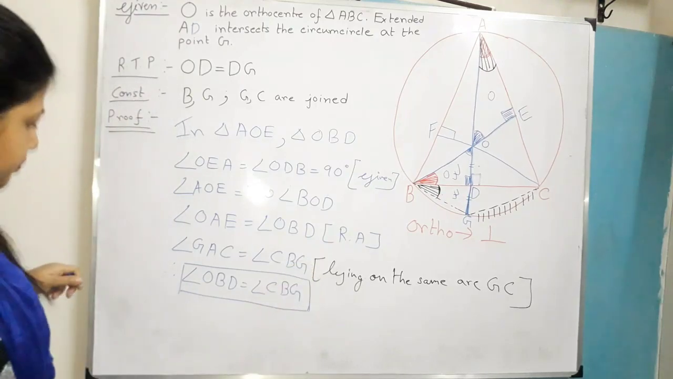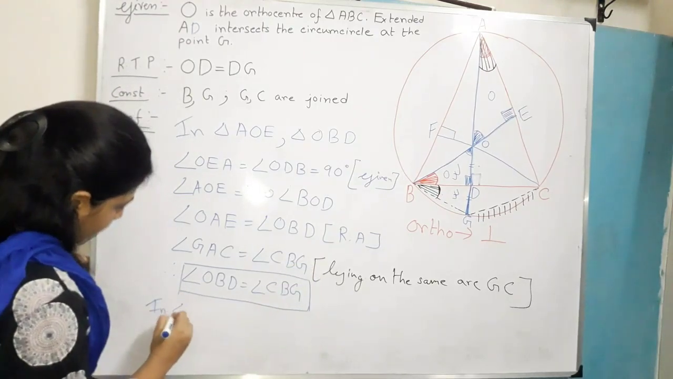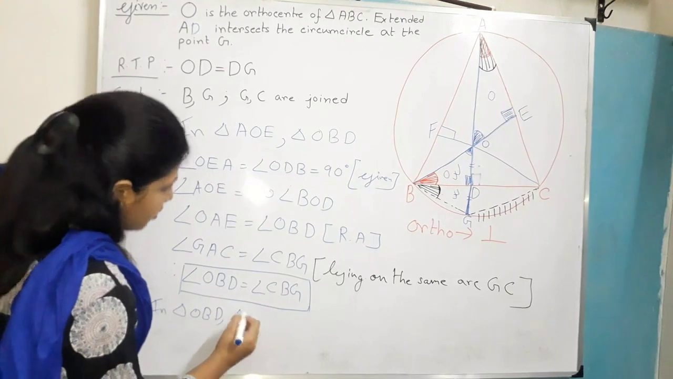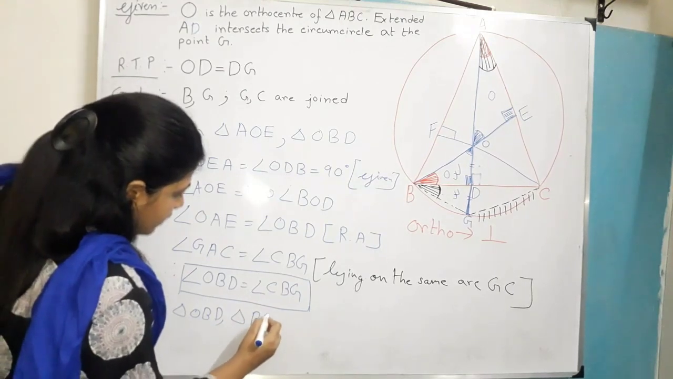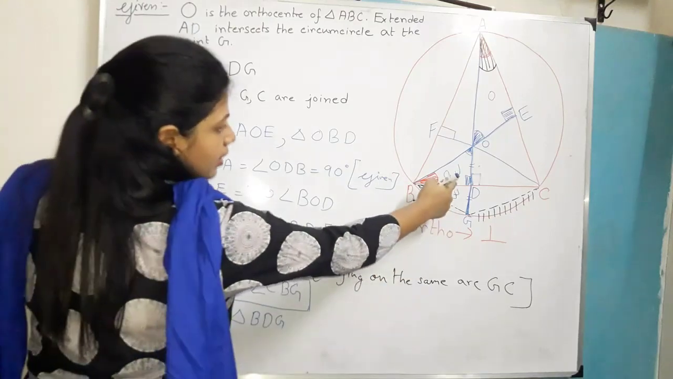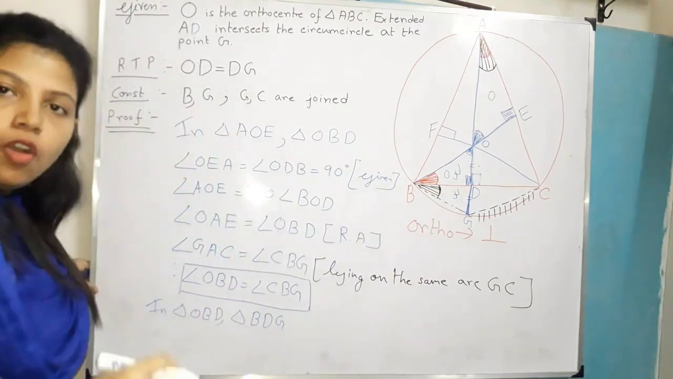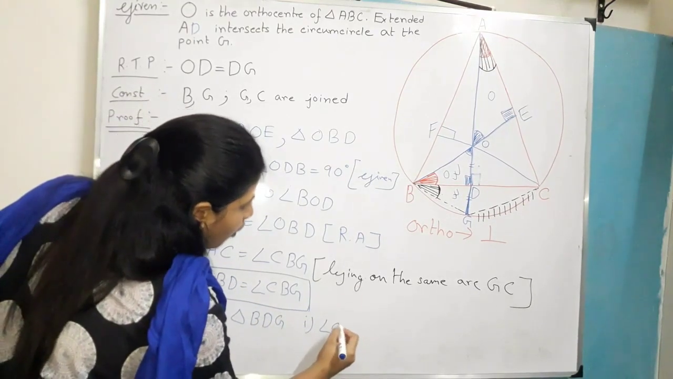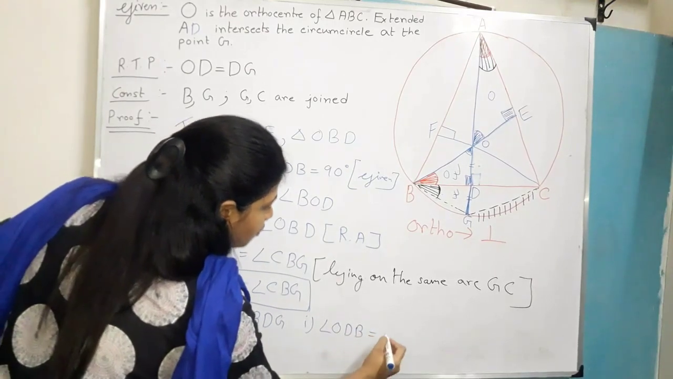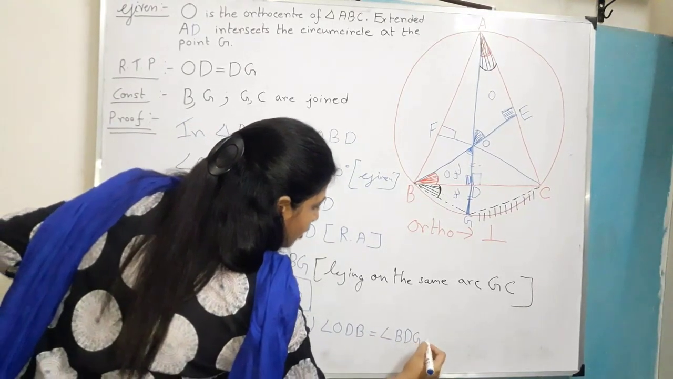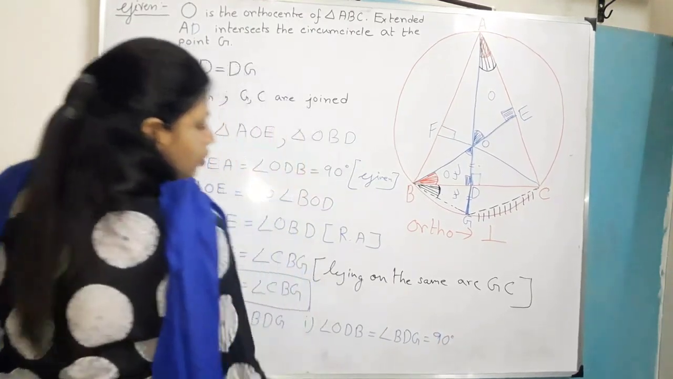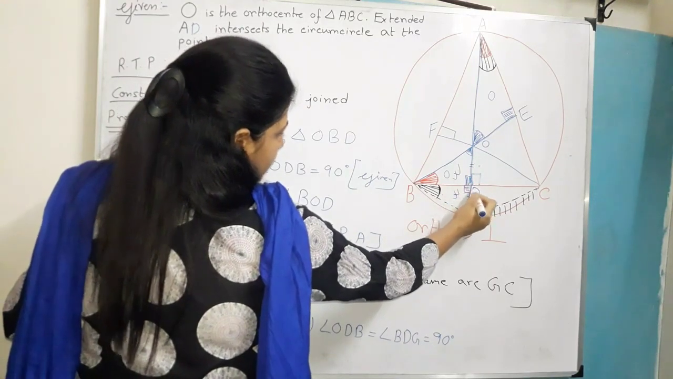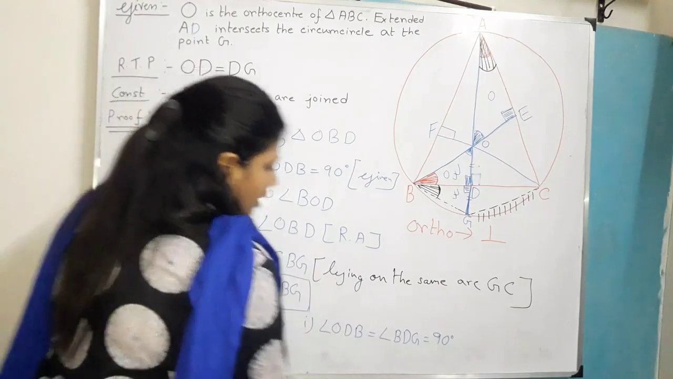Now what will I write? I will take triangle OBD and triangle BDG. Now I have taken these two triangles. We have to prove congruency. Number 1, angle ODB equals angle BDG equals 90 degrees. Since it is perpendicular, this one is 90 and this one is also 90 degrees. It is number 1.